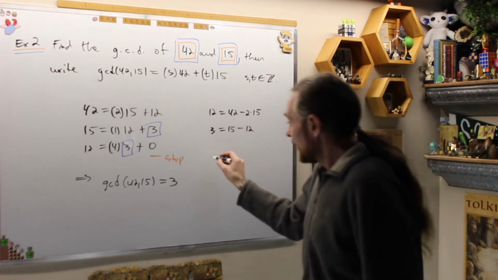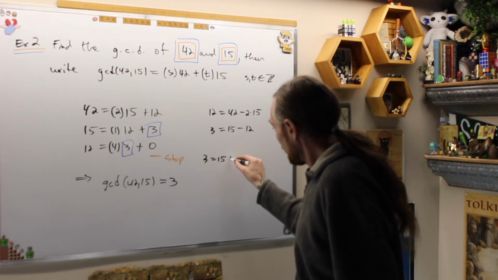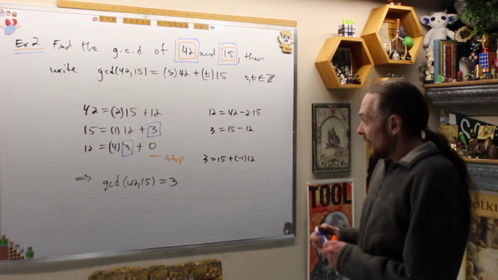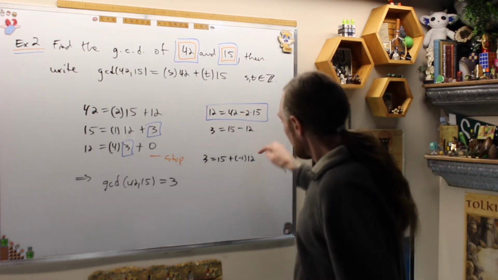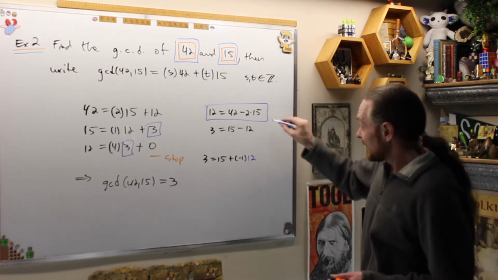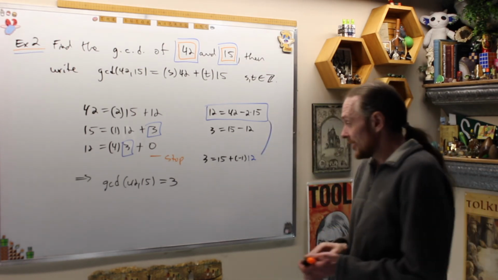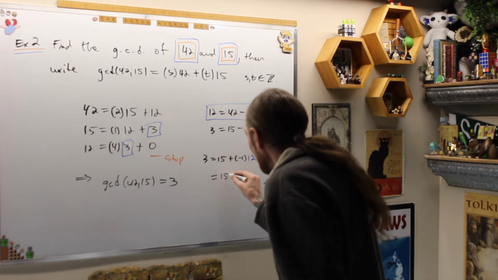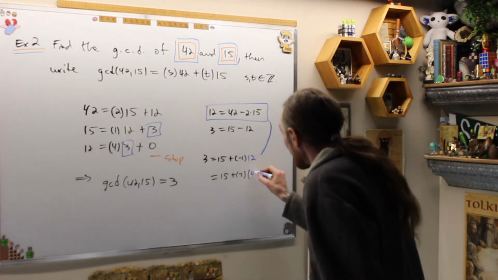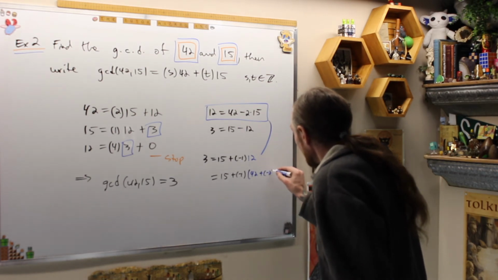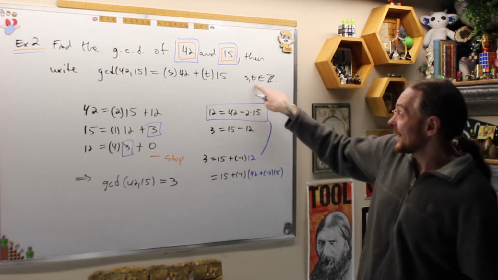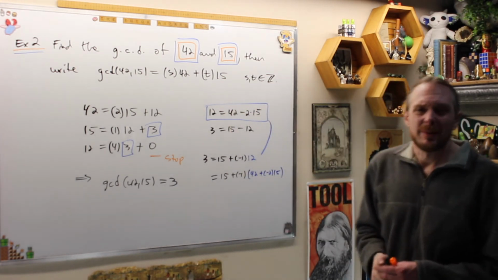And starting with this one, 3 is 15 plus, actually, negative 1 times 12. But I know what 12 is. 12 is this guy. So when I put that in there, I can replace this 12. So that tells me I get 15 plus negative 1 times what is 12? 12 is 42 plus negative 2 times 15. I'm keeping the coefficients specifically because I'm trying to find these s and t. I'll give you a table in a second.